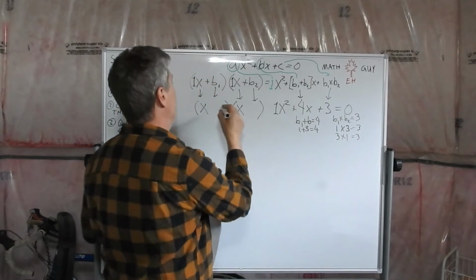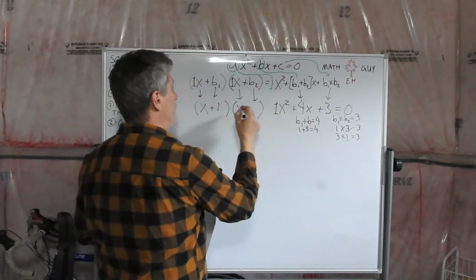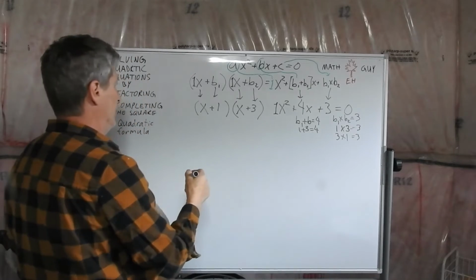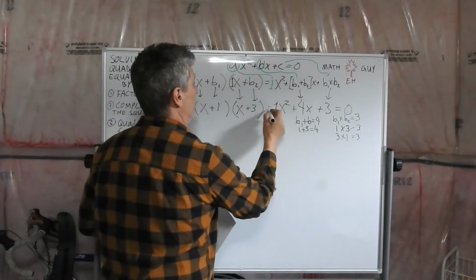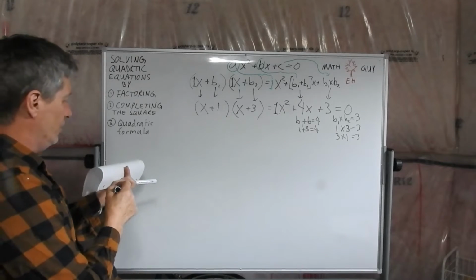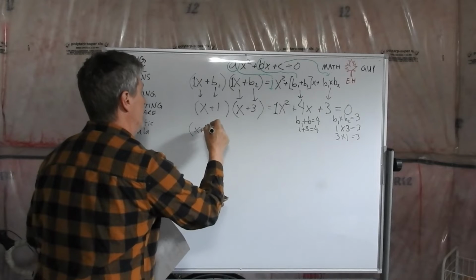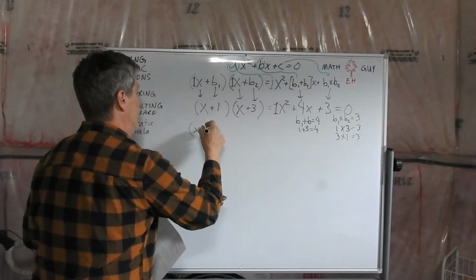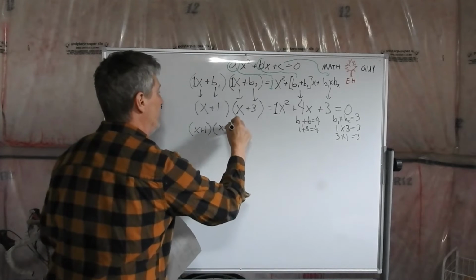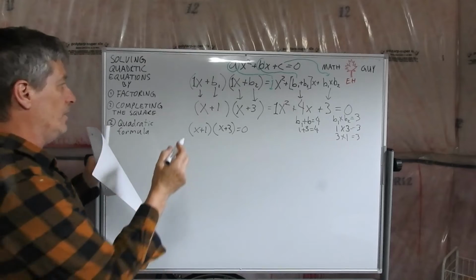b1 would be 1, and b2 would be 3, and this is all equal to 0. So now you've got your two terms, x plus 1 times x plus 3 equals 0. So now go ahead and solve that.